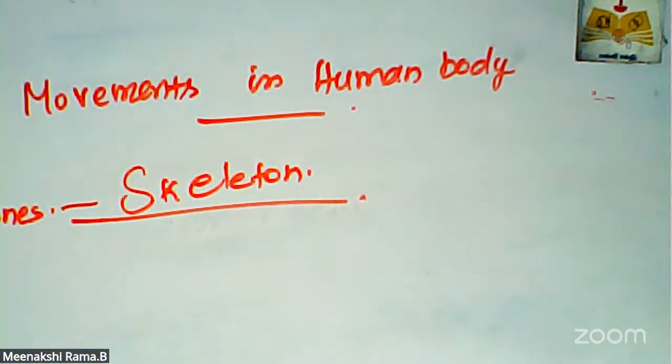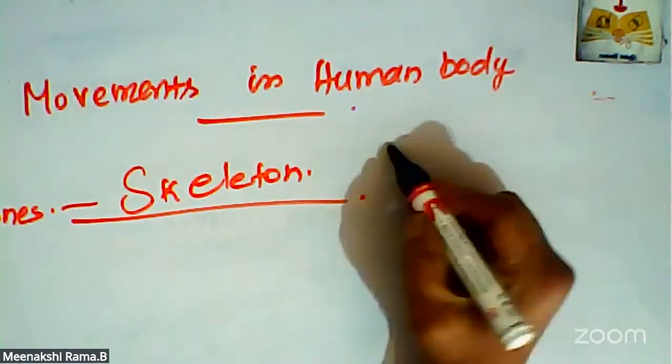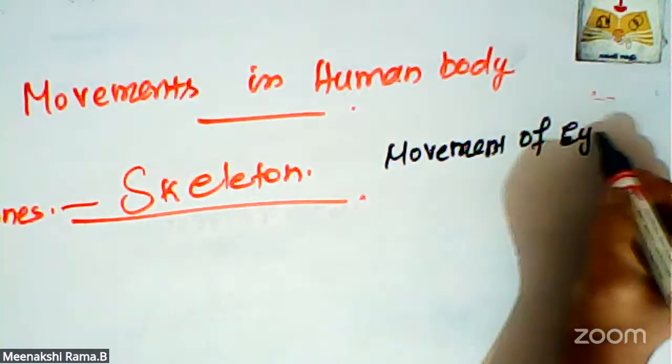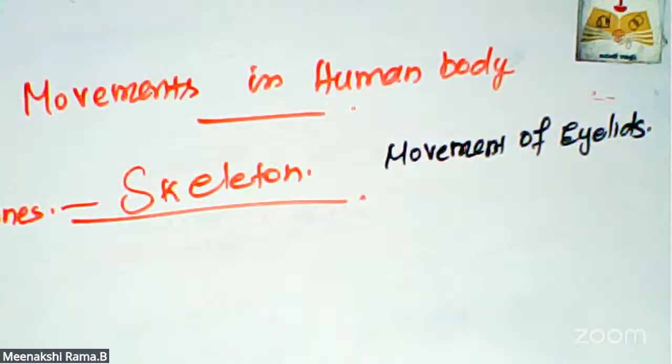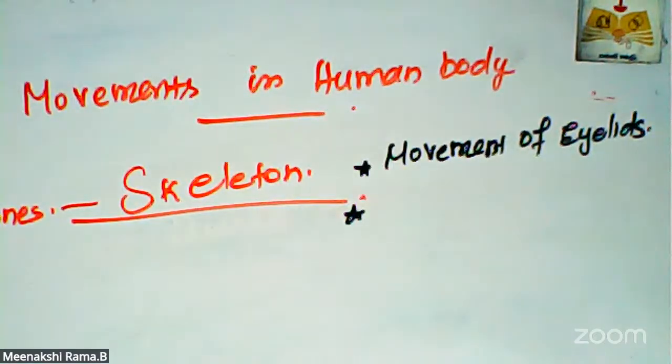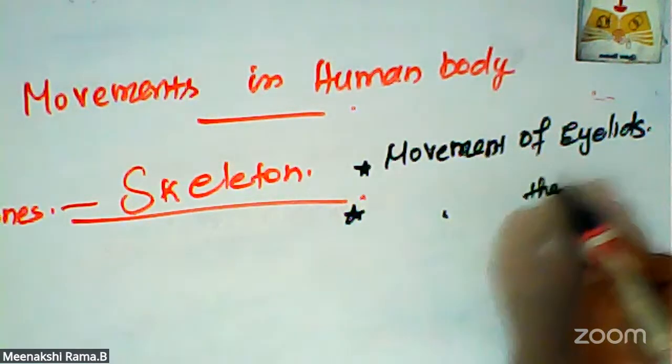So some other movements in our body are possible. Yes, movement of eyelids, movement of heart muscle, movement of teeth and jaw, movement of arms and legs, movement of head, and movement of neck also. These are all the different movements in our body. What are they? First one, movement of eyelids. Our eyelids always close and open.